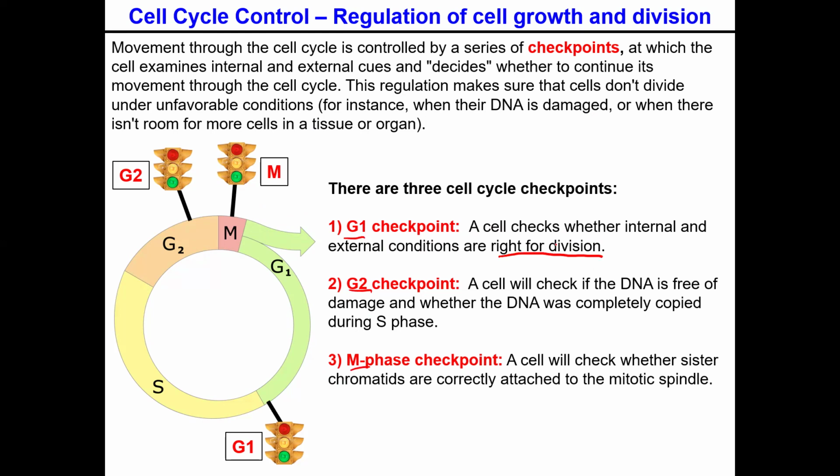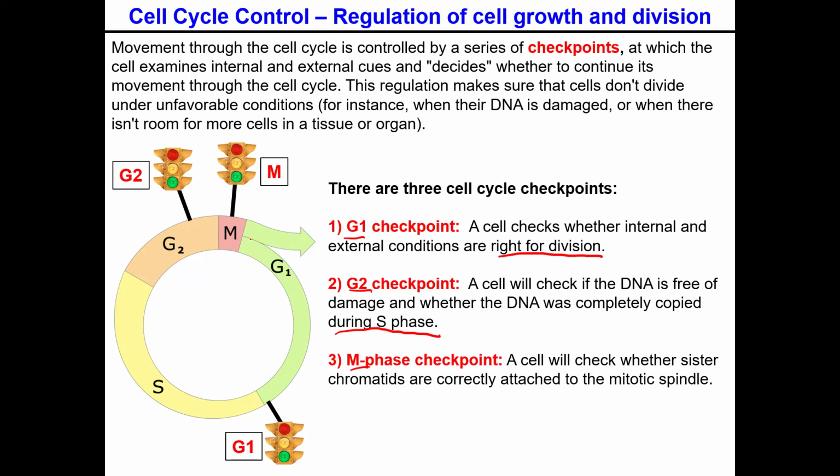Again, we've got to make sure that we're in the correct conditions so we can actually go through that cellular division. In the G2 checkpoint, the cell is going to check if the DNA is free of damage and whether the DNA was completely copied during S phase. Remember that in S phase, synthesis, we're creating that second copy so that when we do separate out and divide, they both have those pieces. So we want to make sure that DNA is absolutely correct.